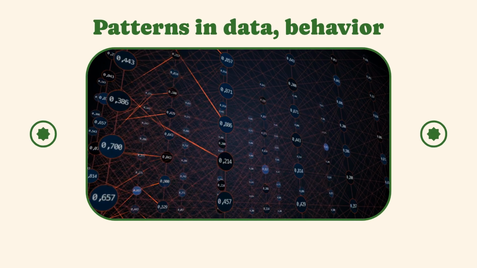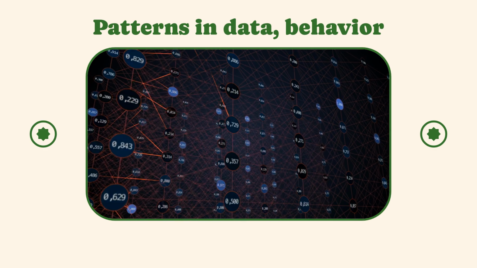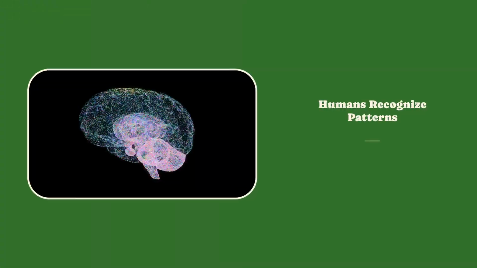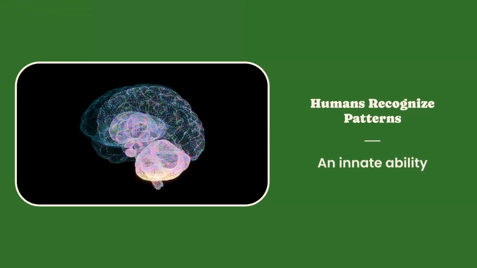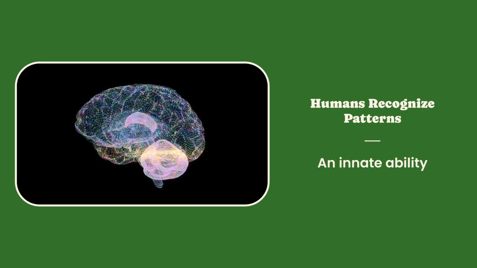Patterns are repeated structures or trends found within data, behavior, or information. Think of them as predictable regularities. As humans, we instinctively recognize and use patterns every day, from predicting traffic flow to understanding conversation cues.